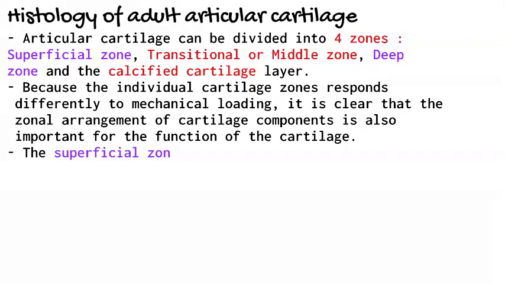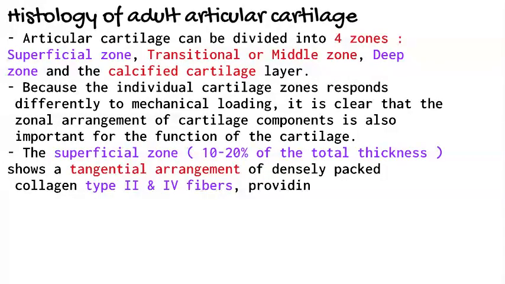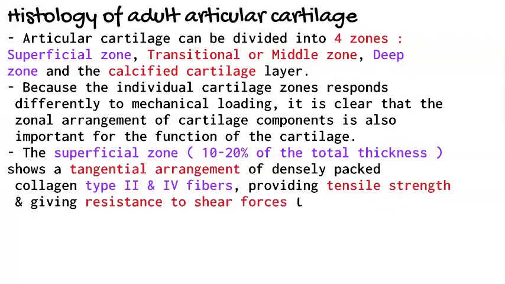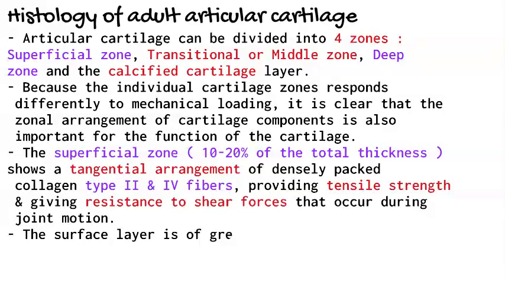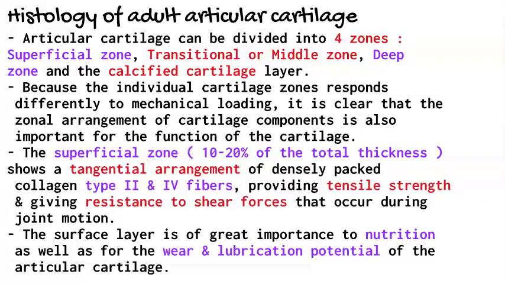The superficial zone, around 10 to 20% of the total thickness, shows a tangential arrangement of densely packed collagen type 2 and 4 fibers, providing tensile strength and giving resistance to shear force that occurs during joint motion. The surface layer is of great importance to nutrition as well as for the wear and lubrication potential of the articular cartilage.